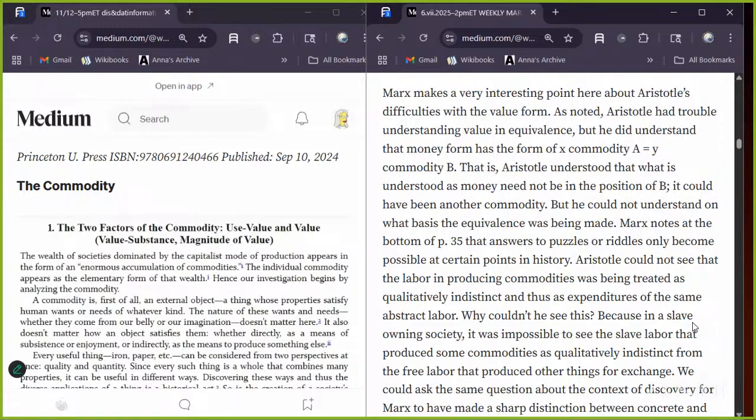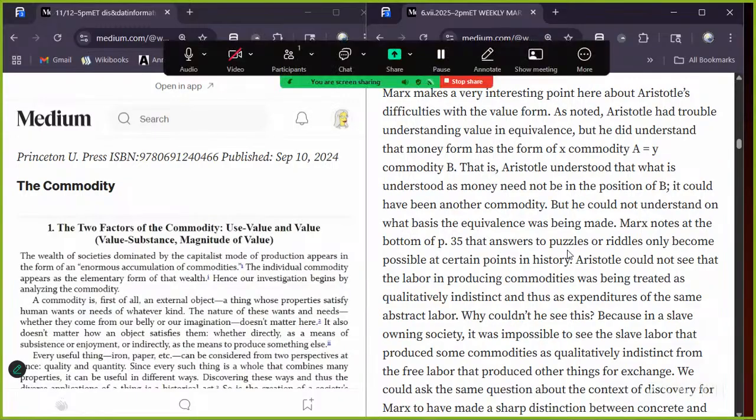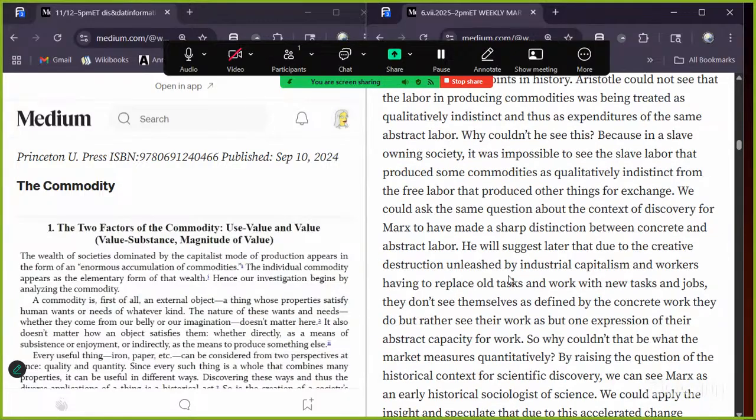So Marx notes at the bottom of page 35 that answers to puzzles or riddles only become possible at certain points in history. Aristotle could not see that the labor in producing commodities was being treated as qualitatively indistinct, and thus as expenditures of the same abstract labor. Now, why couldn't he see this? Because in a slave-owning society, it was impossible to see the slave labor that produced some commodities as qualitatively indistinct from the free labor that produced other things for exchange.